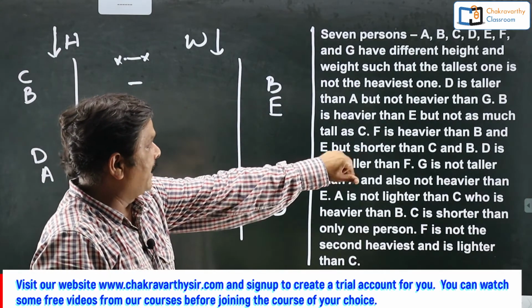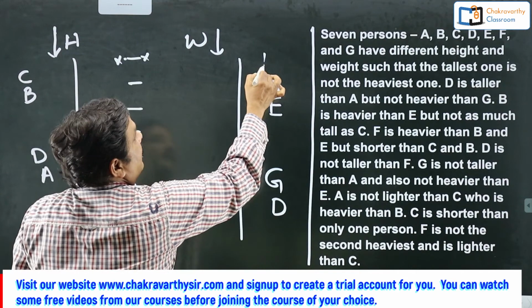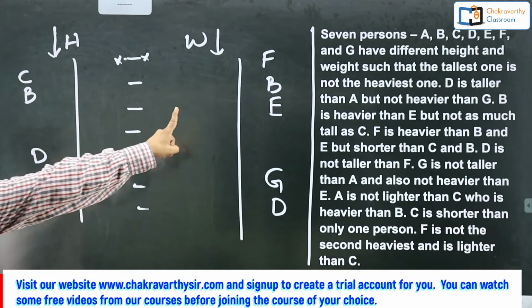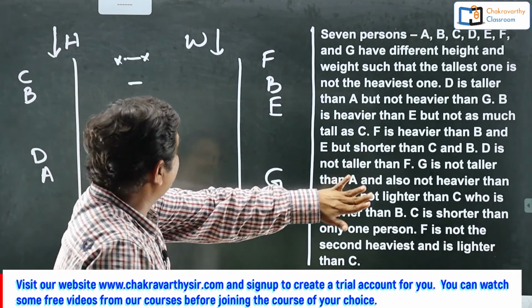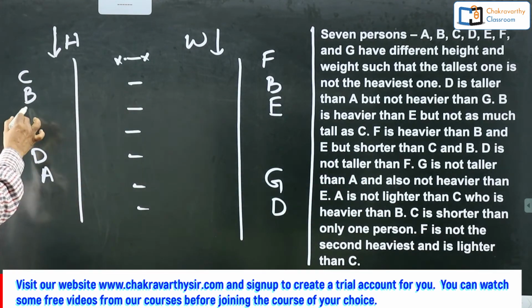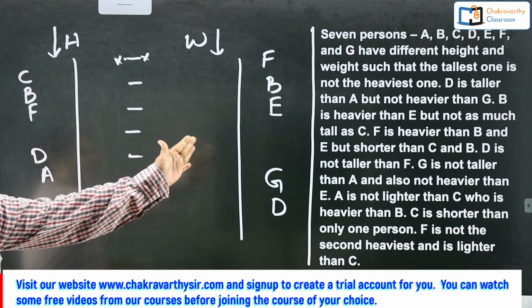F is heavier than B and E. Okay, F is heavier than B and E. And this one, direct connectivity is there. F is heavier than B and E but shorter than C and B. So F is shorter than C and B. Simple way. Okay, this is how you need to connect the persons. Go for the next information.